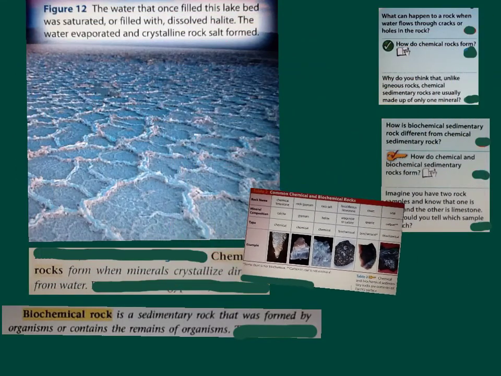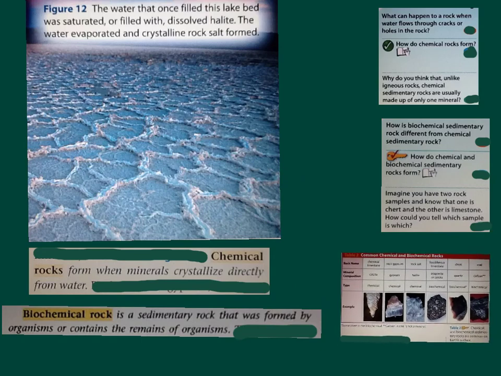Okay, so I have a couple of things for you. One, make sure you're writing your definition. Biochemical rock is sedimentary rock that was formed by organisms or contains the remains of organisms. Okay, so make sure you have that definition in your science journal, please.